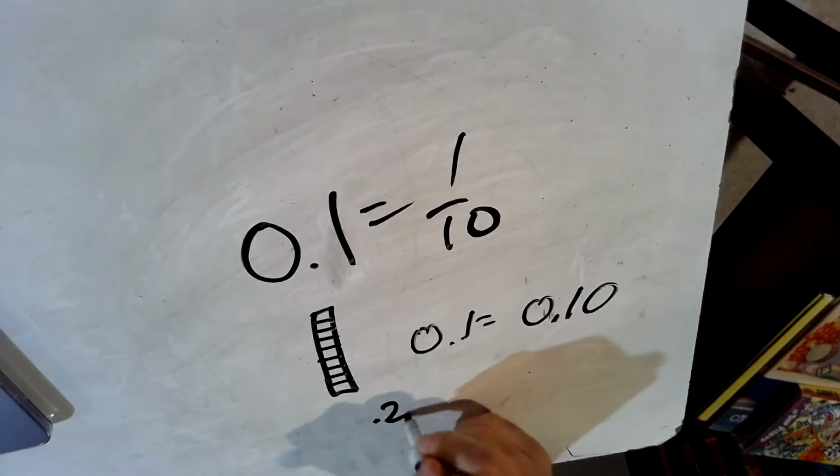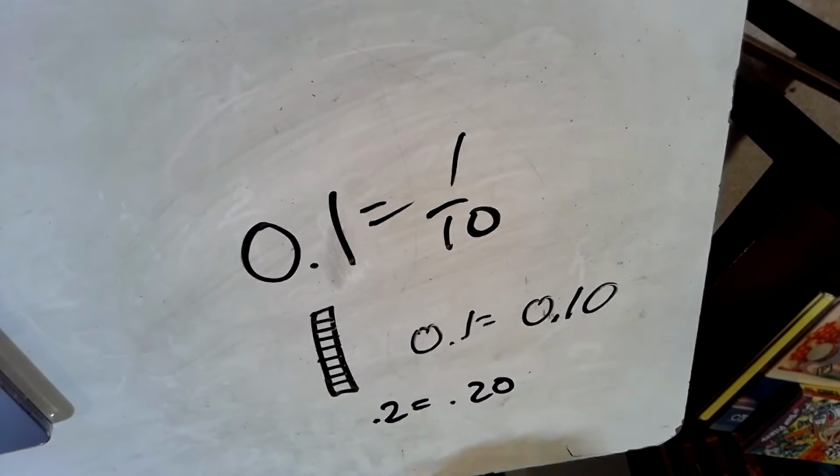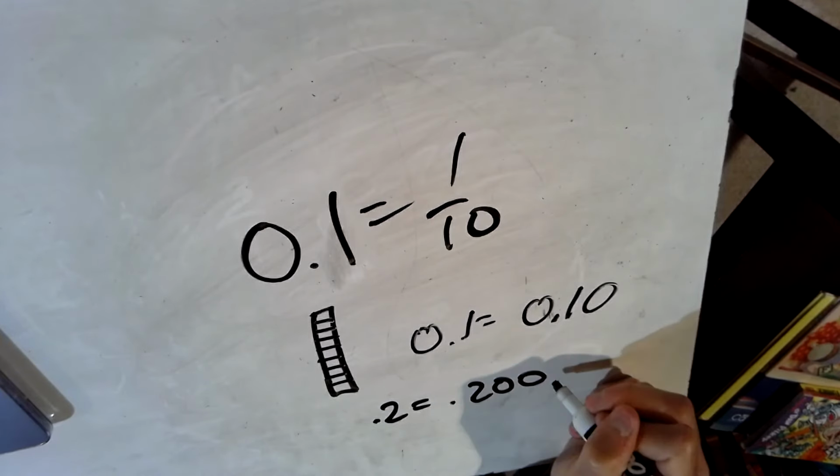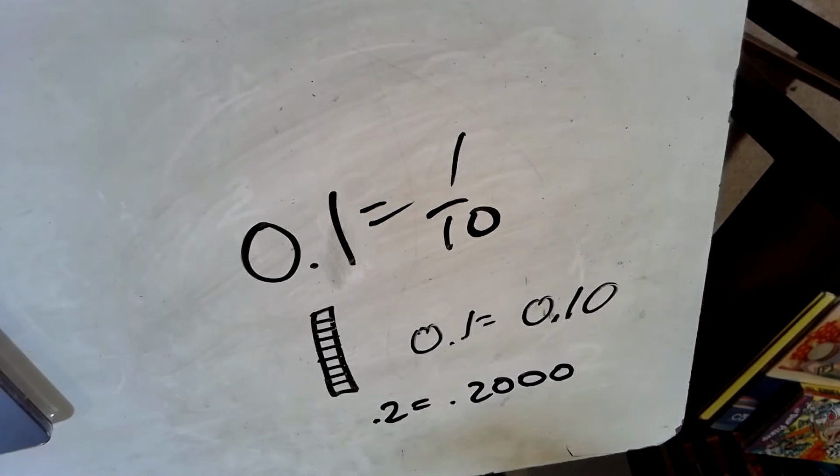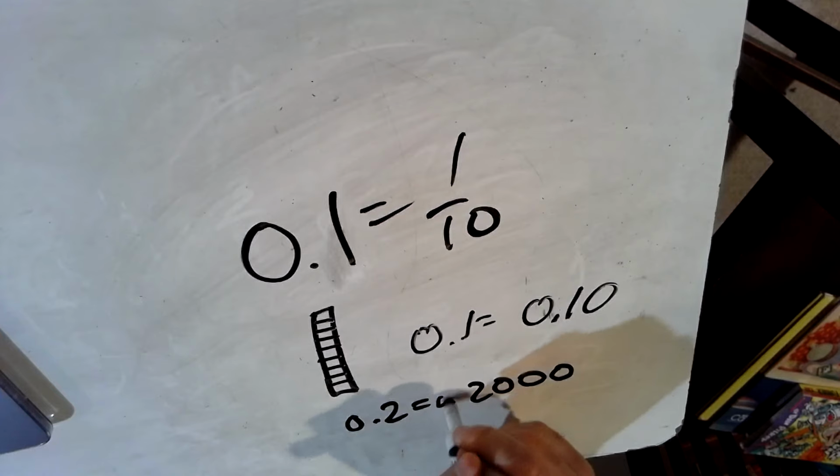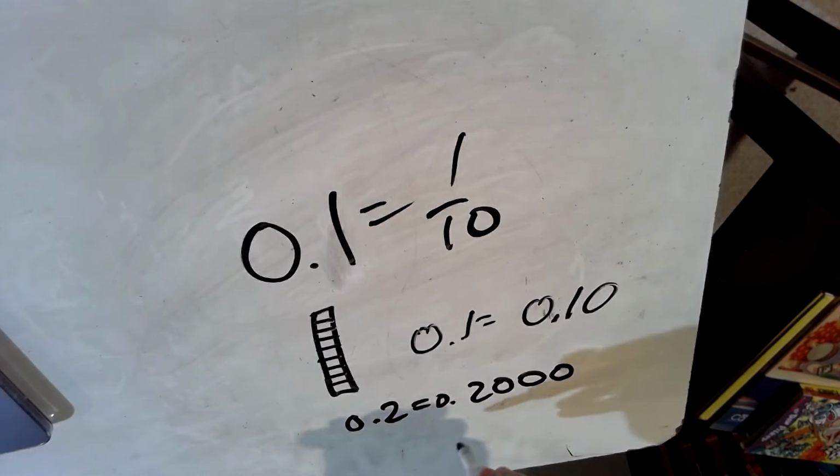So 2/10 would be the same as 20/100, 200/1,000, 2,000/10,000. They're all equivalent. 0 and 2/10 is the same as 0 and 2,000/10,000. It doesn't matter how many zeros you add on the end, it's still equivalent.